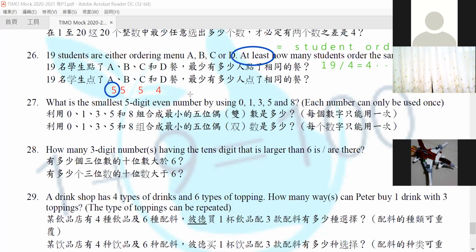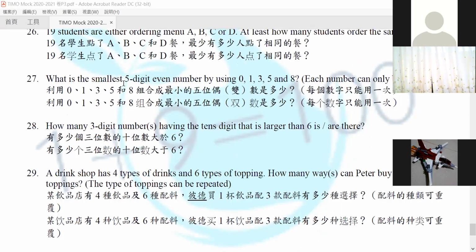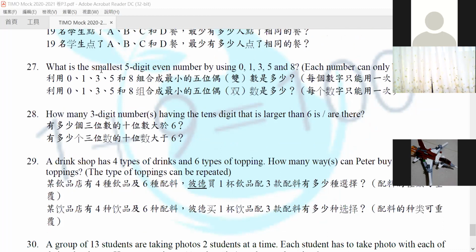Now, in question 27, what is the smallest five digit even number using 1, 5, 1, 3, 5, and 8? So we just write the five digit number down, right? Because we need it to be smallest, what is the smallest number that can be put in the 10,000 digit? It must be the smallest number. So we know that this must be one.